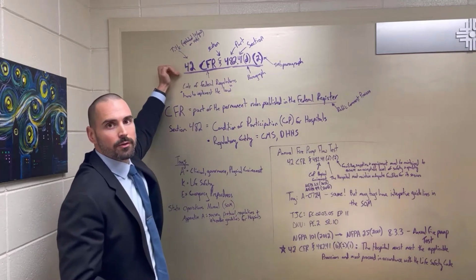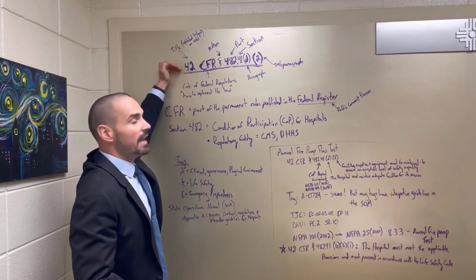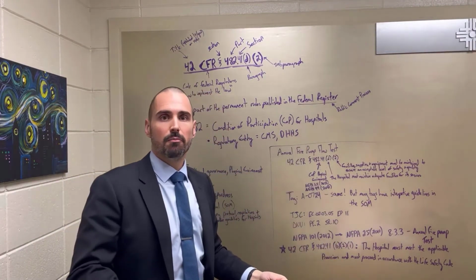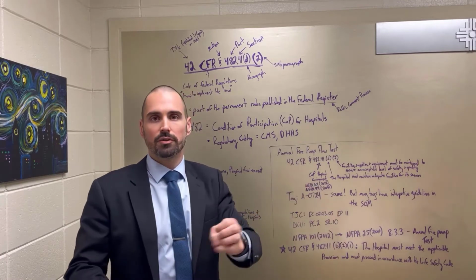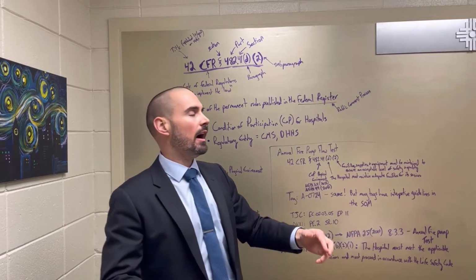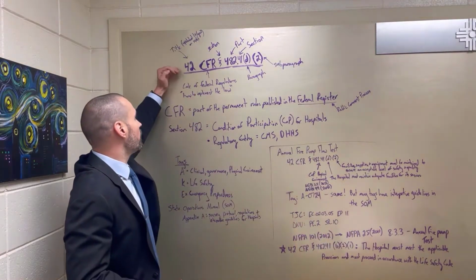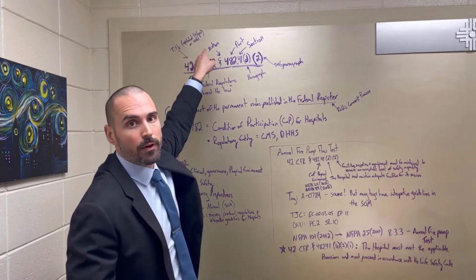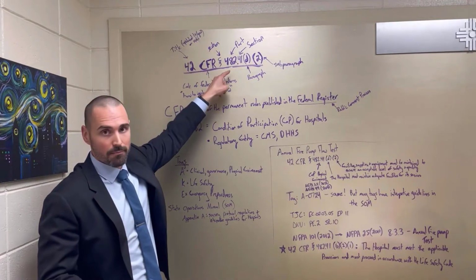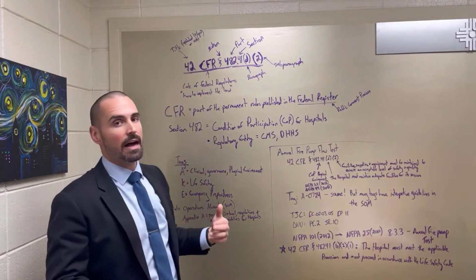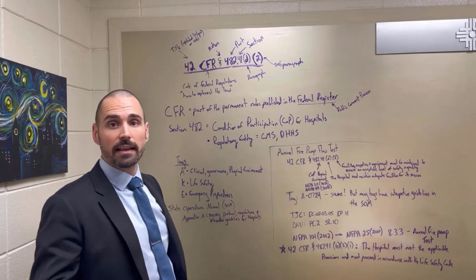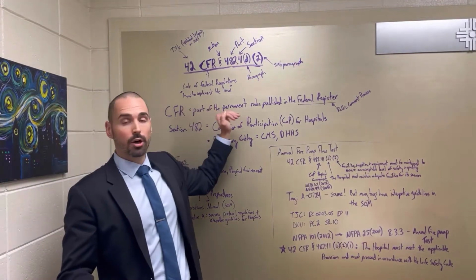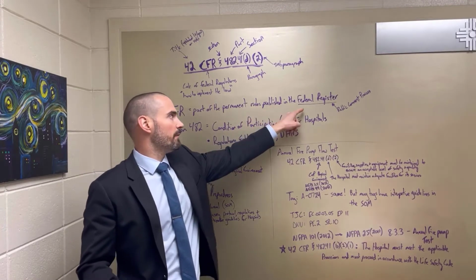Each title, there's about 50 titles or so. The titles are broken up and annually updated, but broken up into quarters, so that way it doesn't all happen all at once. And so CFR Title 42 is actually updated every year on October 1st. Each section number is actually regulated by various entities, and you can find that all online, but we're going to talk about that. So CFR is actually part of the permanent rules published by the Federal Register.